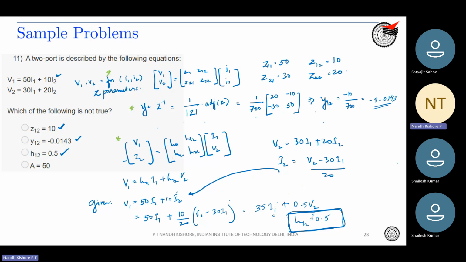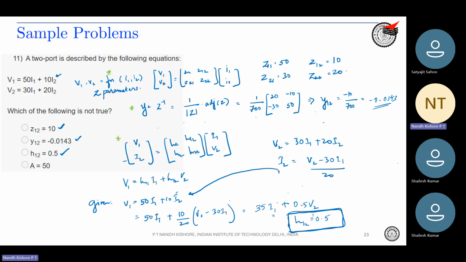Are you understanding the steps? I'm just writing it in a rough manner. I mean, are my steps understandable? Are you able to understand? Yes, sir. Okay. Just note what variable you have to eliminate and what variable you have to substitute. Keep that clear in your mind. If you're clear, you're done. That is the trick for two-port networks.